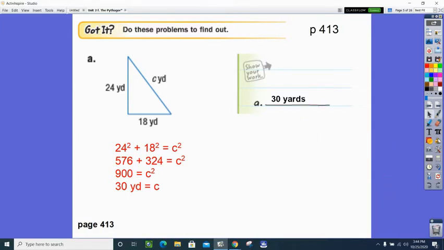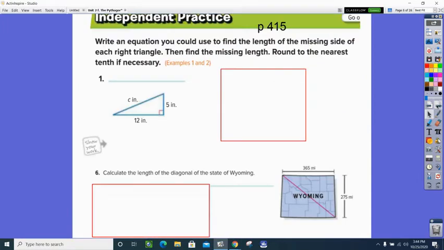Okay, are you ready to try a couple on your own? On page 415, independent practice, we're going to try number 1, and then you can come back when you have the answer, and then we'll try number 6 in a second. Okay, let's see how you did.